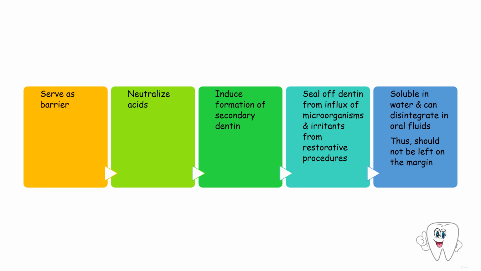Now, what are its uses? It serves as a barrier. It neutralizes acids as it is alkaline in nature. It induces the formation of secondary dentine. It seals off the dentine from influx of microorganisms and irritants from the restorative procedures. It is soluble in water and can disintegrate in oral fluids, thus it should not be left on the margins.